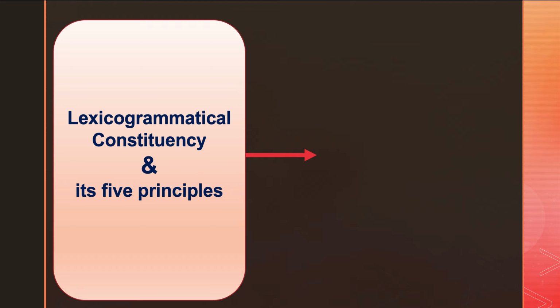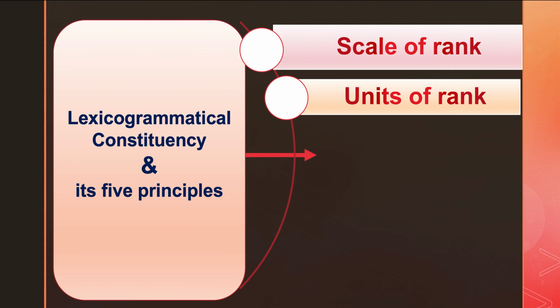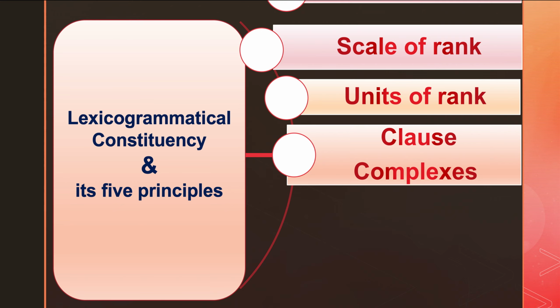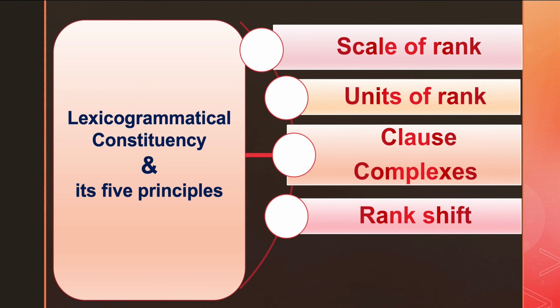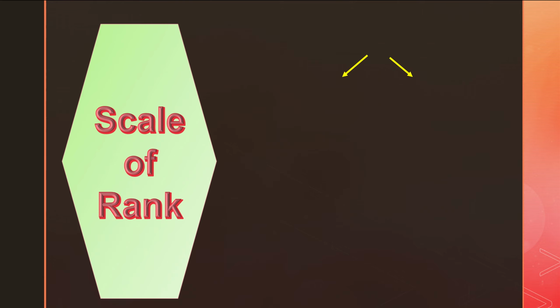lexicogrammatical constituency and its 5 principles. Now the first is scale of rank, second units of rank, third is clause complexes, fourth rank shift, and the fifth one is enclosed. Now we are going to talk about each one of them a bit in detail, but before, a scale of rank, the first one.